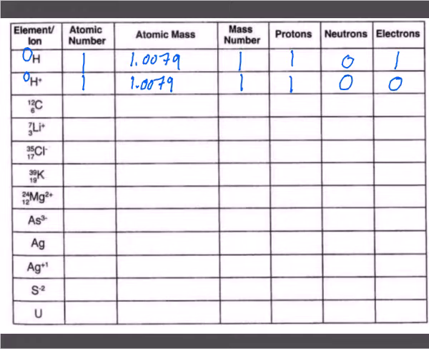Does that make sense? I want you guys to try on your own the next 3 rows. The next 3 rows. Quick. Carbon. What's the atomic number for carbon?